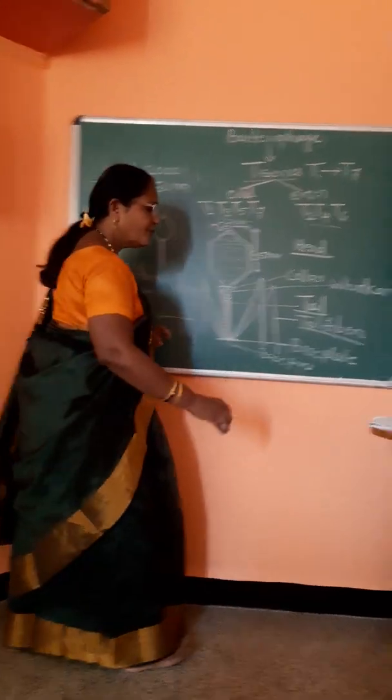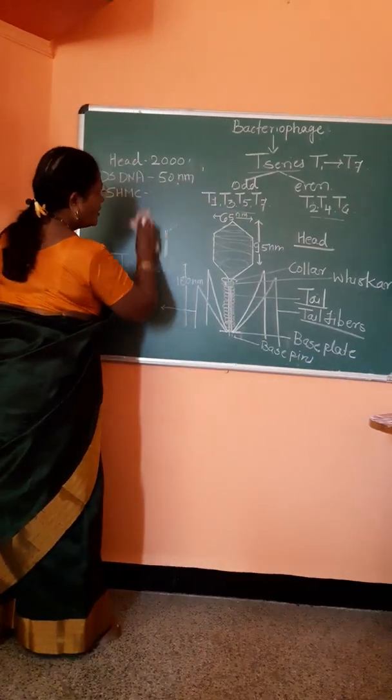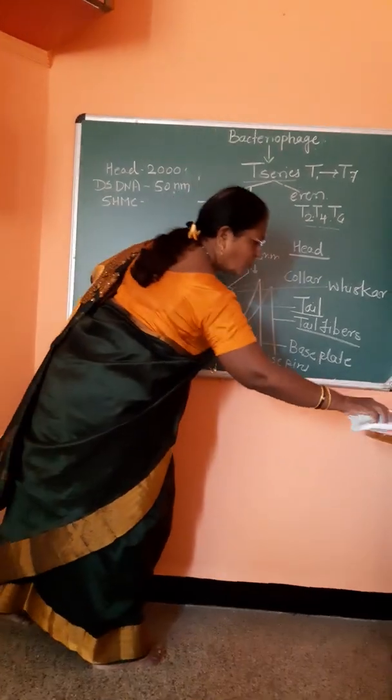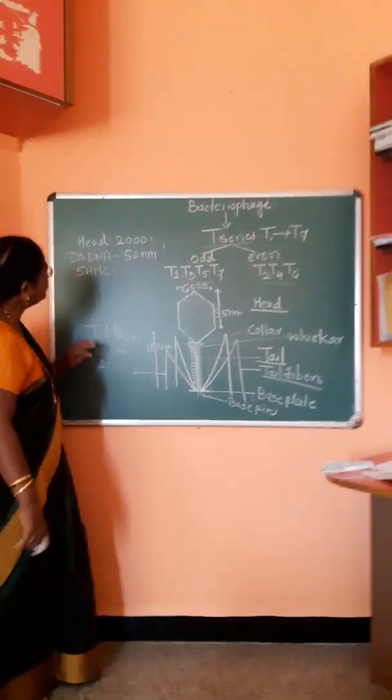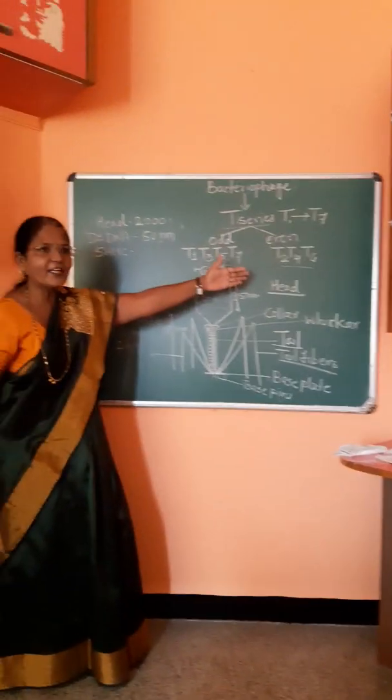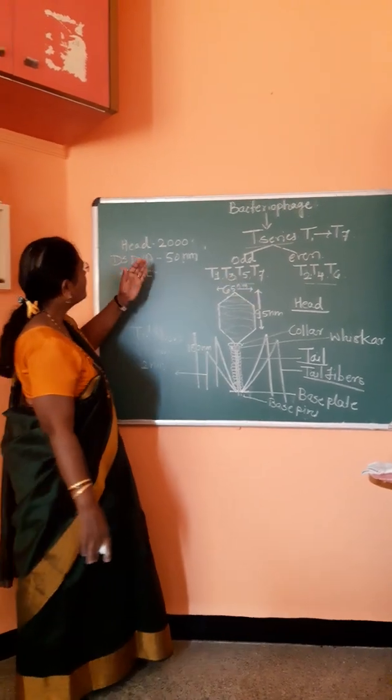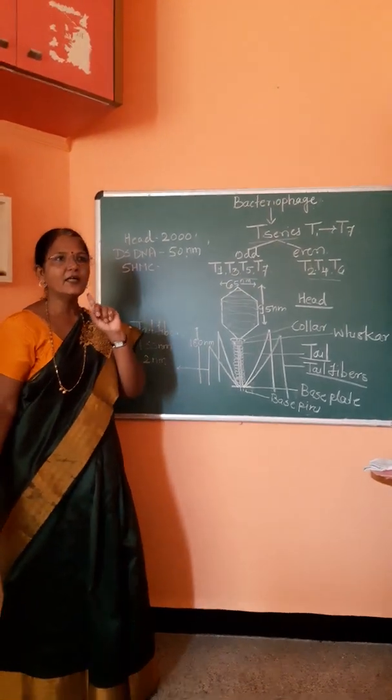Now, this is the difference only for a morphological character. Now, what is the genetic material? This T4 bacteriophage possesses a double-stranded DNA molecule.